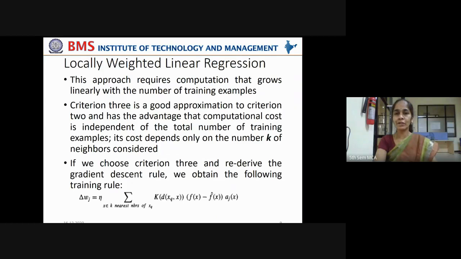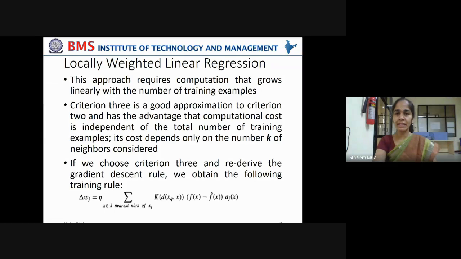This approach requires computation that grows linearly with the number of training examples. What happens here? If you increase the number of training examples, the nearest neighbors also tend to increase. In that case, lots of computation has to be done to see which nearest neighbors play an important role in predicting the classification, that is, to predict the value of the outcome variable.